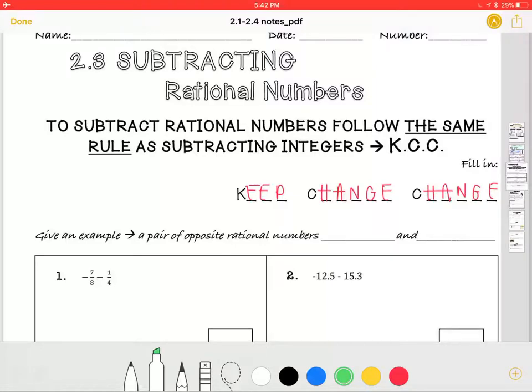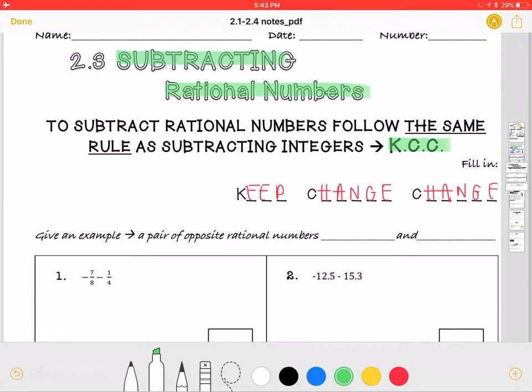Lesson 3 of chapter 2, we're getting into subtracting rational numbers. So this is the same as when we would subtract integers. To subtract rational numbers, follow the same rule as subtracting integers. We're going to do that KCC again. Reminder, let's fill this in. KCC stands for keep, change, change.